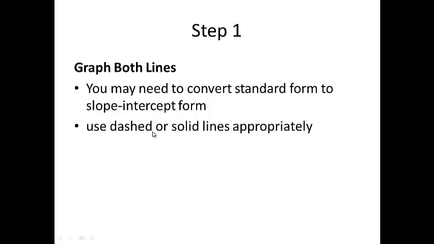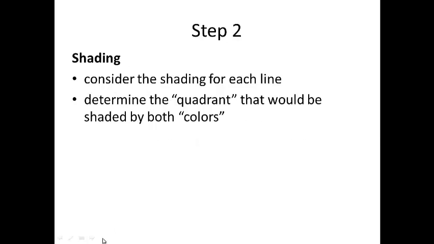Once you get your points on the graph, you then want to connect them, but remember we need to consider if the line should be dashed or solid depending on the inequality symbol. The second step, and really the last step, is to consider the shading. So each of those lines has its own separate shading, where we're going to shade either above or below.